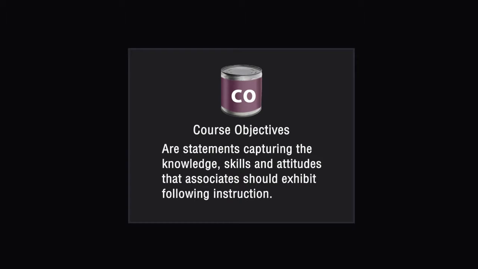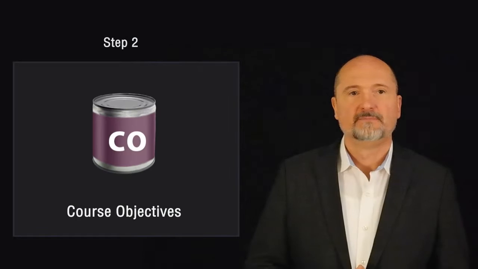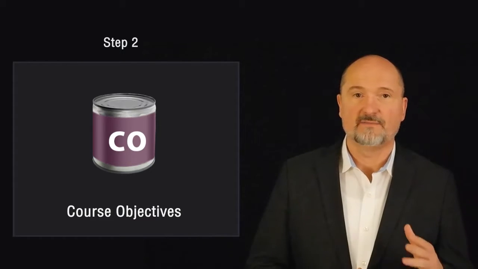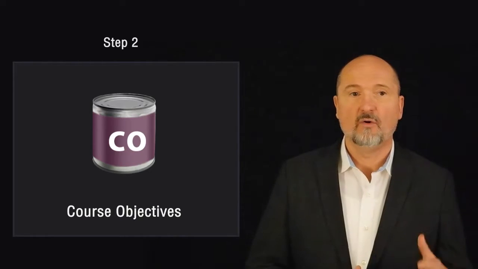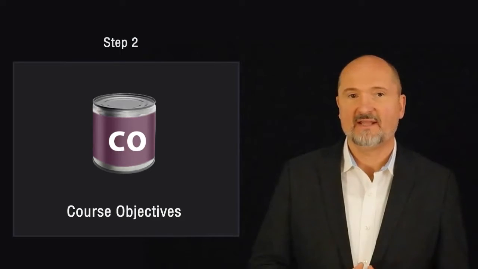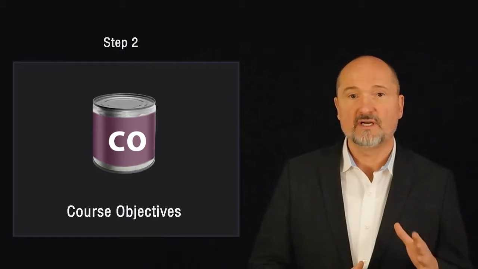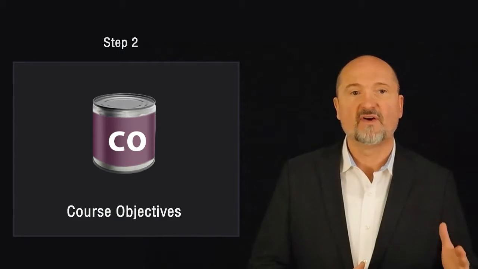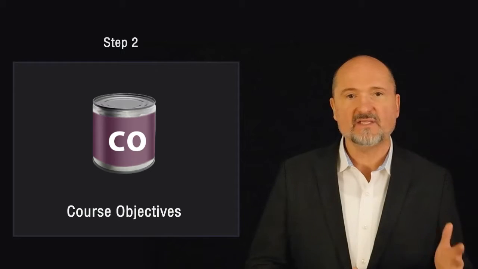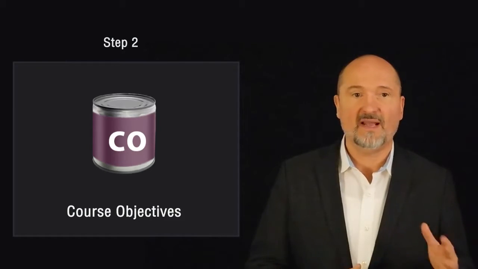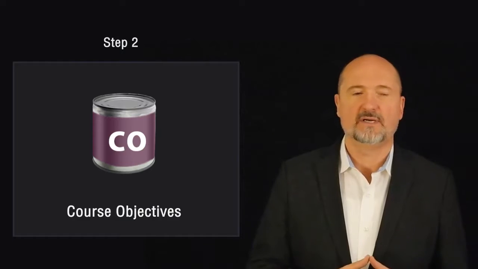Second step. Course objectives, CO, are statements capturing the knowledge, skills, and attitudes that associates should exhibit following instruction. It is important that the supervisor mentor is familiar with the course objectives and understands that this course has 5 lessons. He could show support by suggesting Anna to chunk the course and just do the first 3 lessons, creating a space in between lessons for better retention and additional learning.